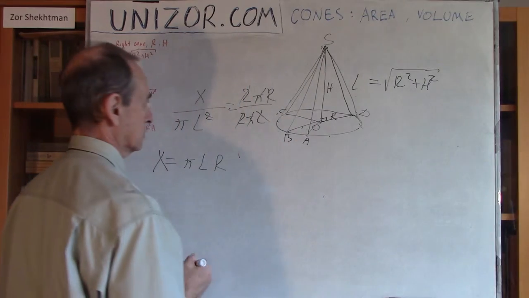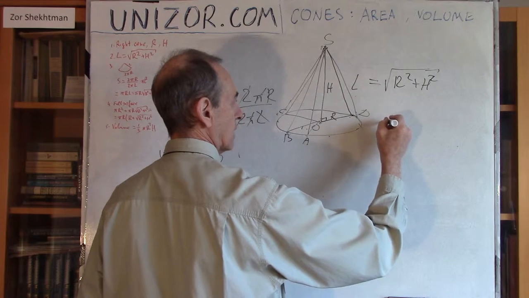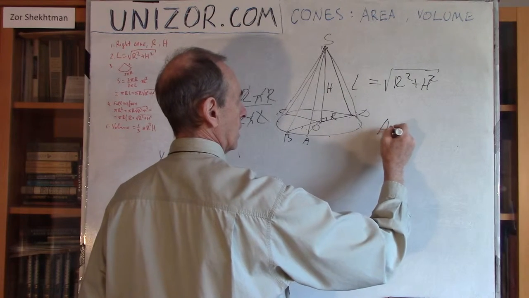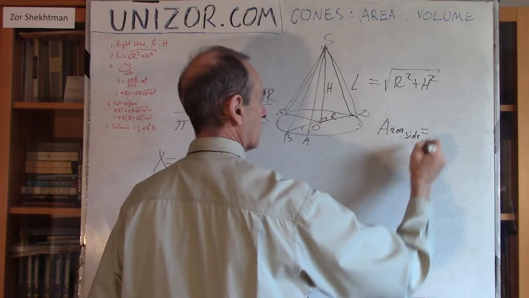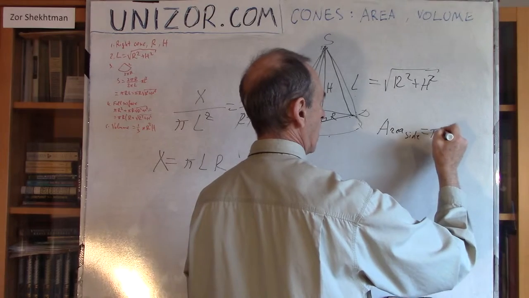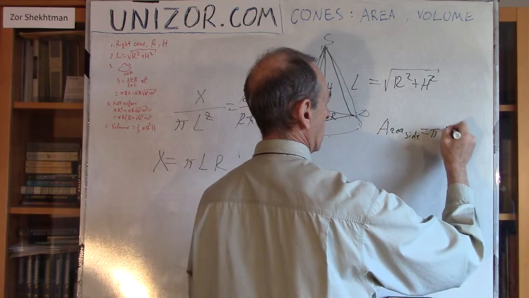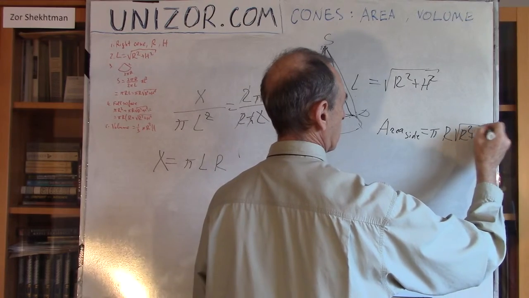So we know what L is. So I have that area of the side equals pi L R. So pi R and square root of R square plus H square.